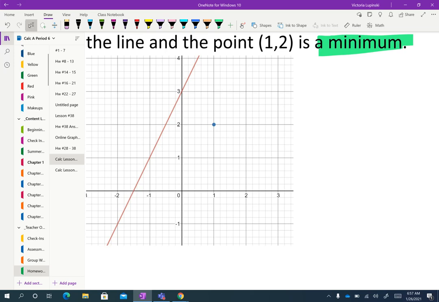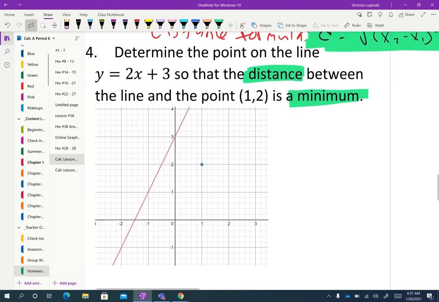Again, really keep in mind what it is they're asking you for. They are asking you for a point. So they're looking for an ordered pair, x comma y. It has to be on the line y equals 2x plus 3. And you want the distance between that point and (1, 2) to be a minimum.